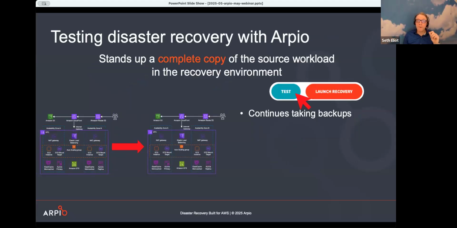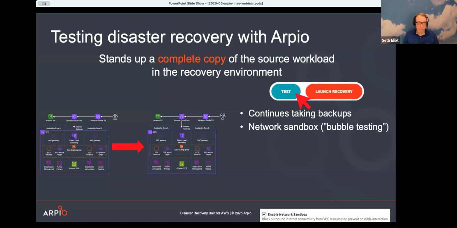And here's the RPO difference for testing. One, while you're in test mode, we're still taking backups, right? So if you actually hit the big red button and you're failed over, your master is now the recovery environment. Customers are hitting the recovery environment. The data in the primary environment is no longer relevant. But when you're testing, you still want to take backups. You still want to maintain your ability to recover. So we continue taking backups in the primary environment.